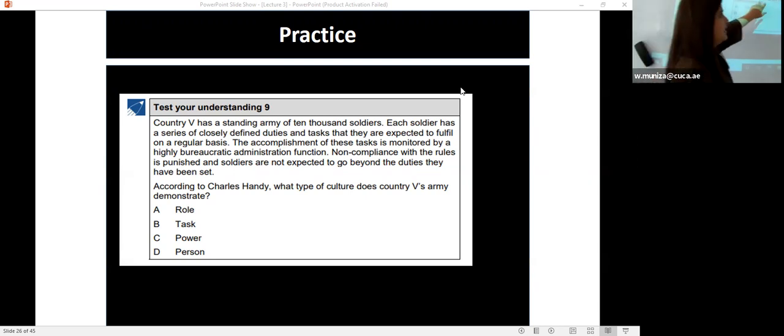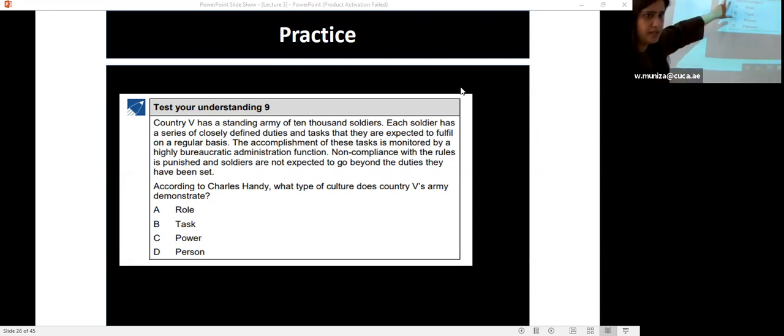So according to Charles Handy, what type of culture does country V's army demonstrate? Here is a scenario given to us for V's army. V is the country maybe, and about the army, there is a demonstration of the scenario. So which one is it demonstrating? Let's see. Country V has a standing army of 10,000 soldiers. Each soldier has a series of closely identified duties and tasks they are expected to fulfill on a regular basis.